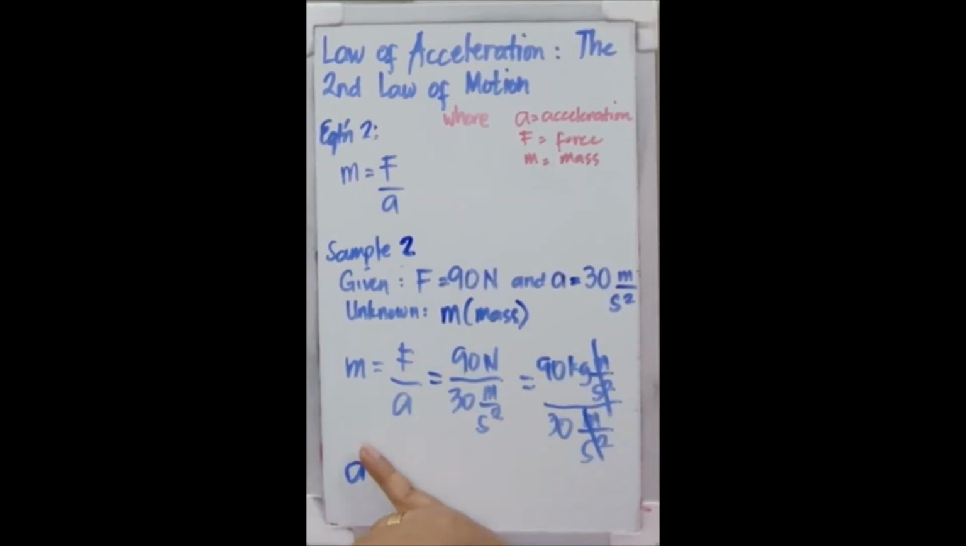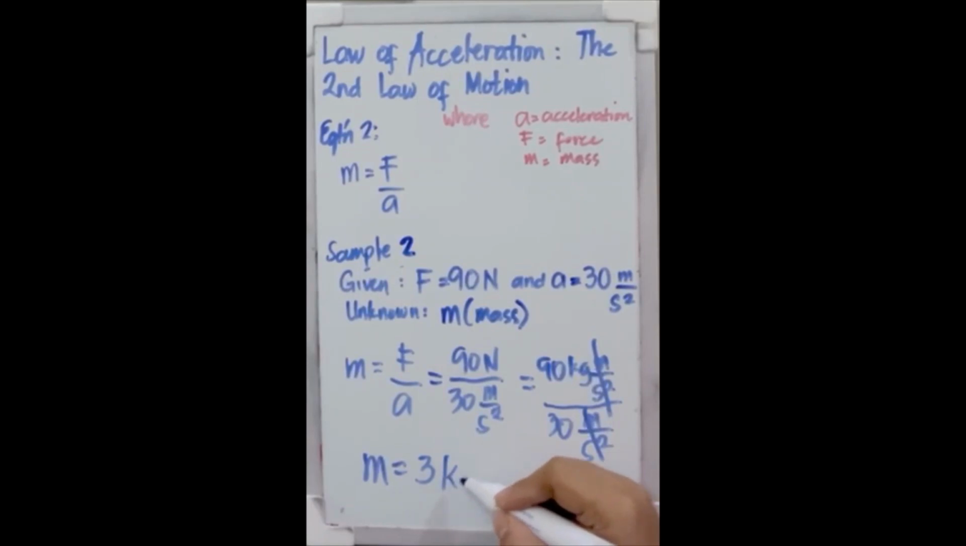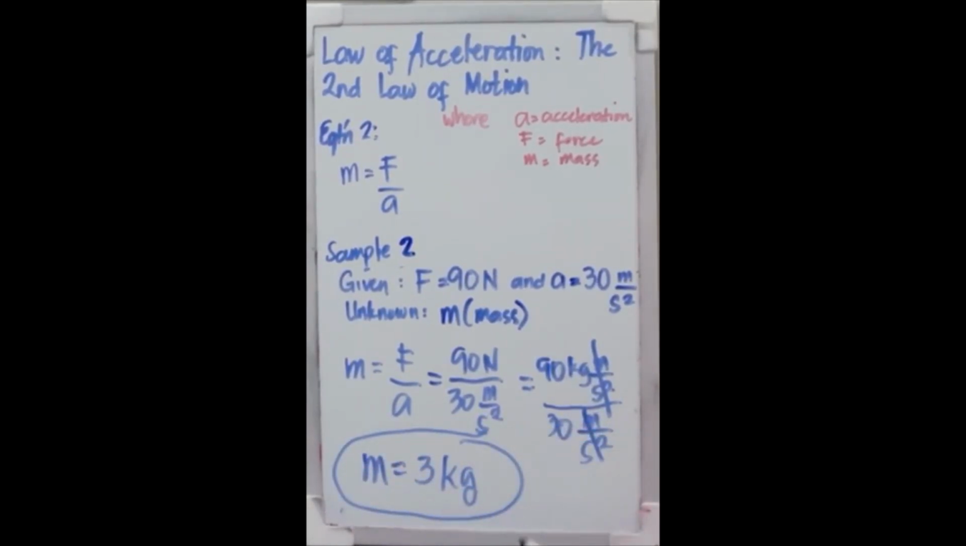So next, we have mass equal to 90 divided by 30. This is just equal to 3. And then we have kilograms. So the final answer for the mass is 3 kilograms.